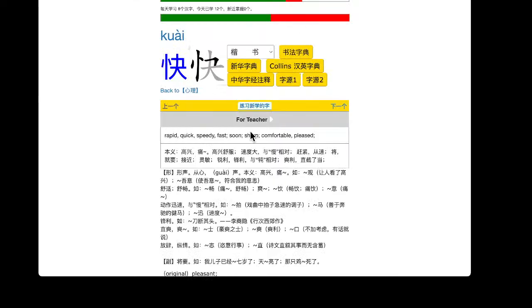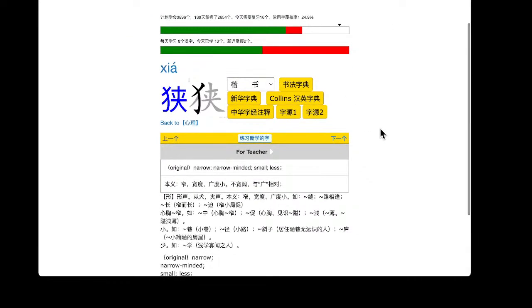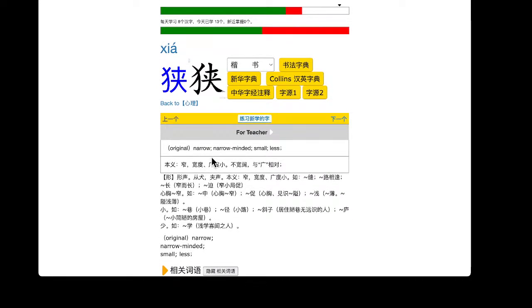快. Now, 愉快 also is a two-character word, and it means happy. Next one, 狭. 狭 originally means narrow, and metaphorically means narrow-minded. Other meanings are small or less. So basically, small, less, narrow. That's the original meaning, and metaphorically it means someone narrow-minded.